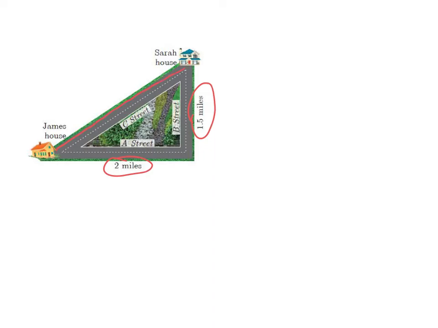So if A and B hit each other at a perfect perpendicular or 90-degree angle, we can use the Pythagorean theorem to figure out how far James' house is away from Sarah's house. So let's go ahead and set this up. I'm going to start by writing the Pythagorean theorem, so it's easy for me to see where I need to substitute in my values.